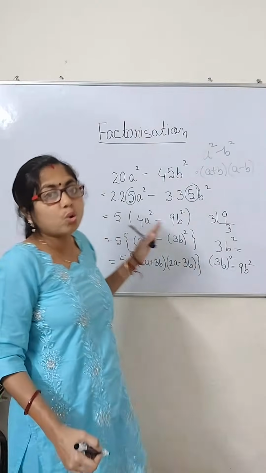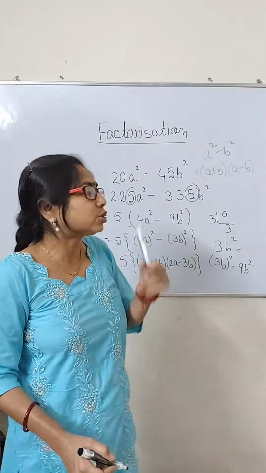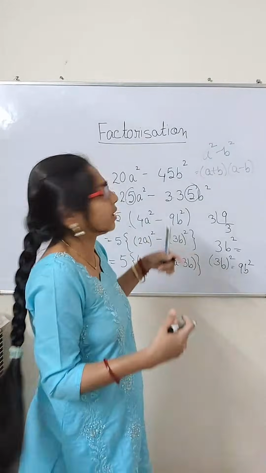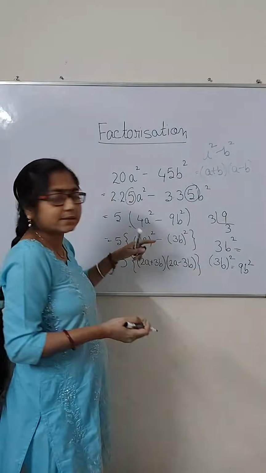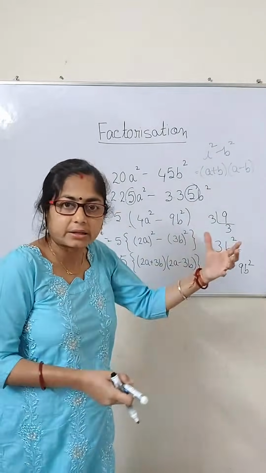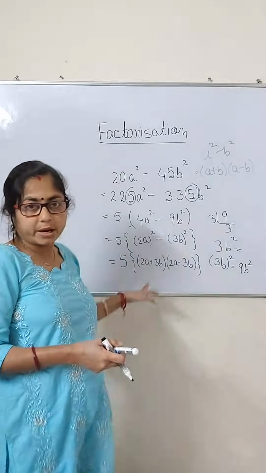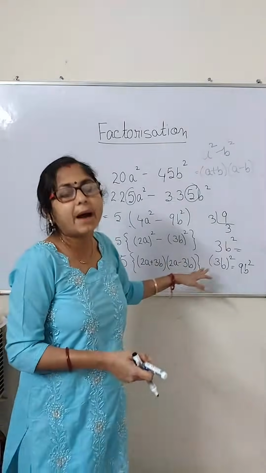This is 2a, it is a. A here is not just a, it's a variable. You can write x, y, z, anything is applicable. So here 2 is the one part and 3 is the other part. So I can write 2a plus 3b and 2a minus 3b.